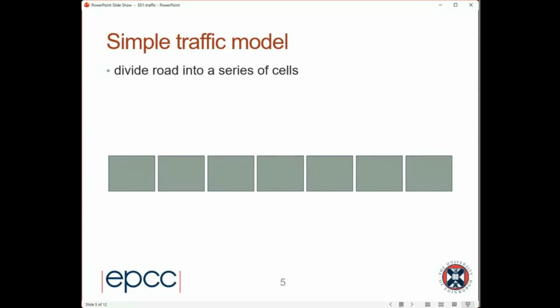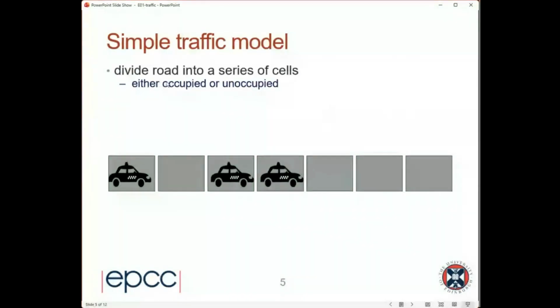Conway's Game of Life, we have a 2D grid of cells, which are alive or dead, and you have a deterministic update rule. We're going to do the same thing, but we're going to do about the most simple thing you can imagine. We're going to divide the road into a series of cells, and the cells are either going to be occupied or unoccupied. And for reasons I may come back to, these are drawn as police cars.